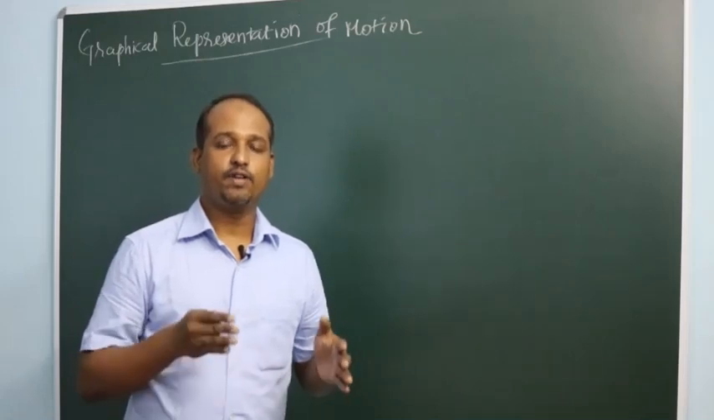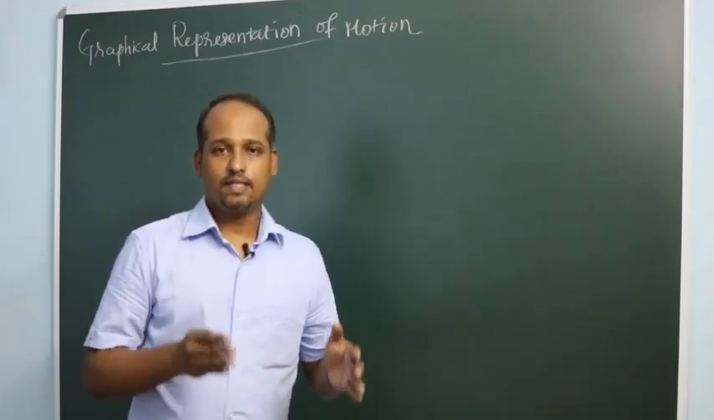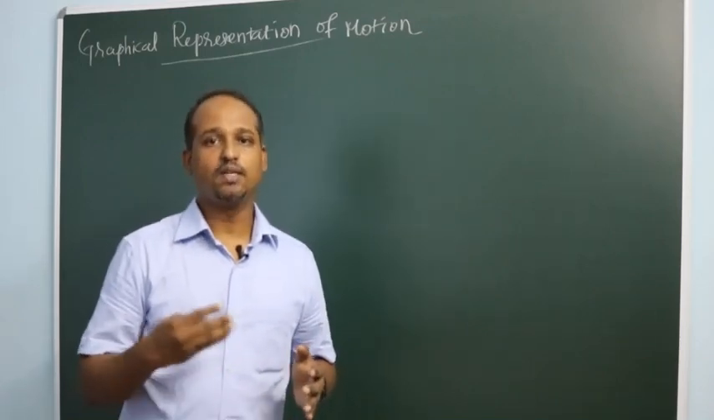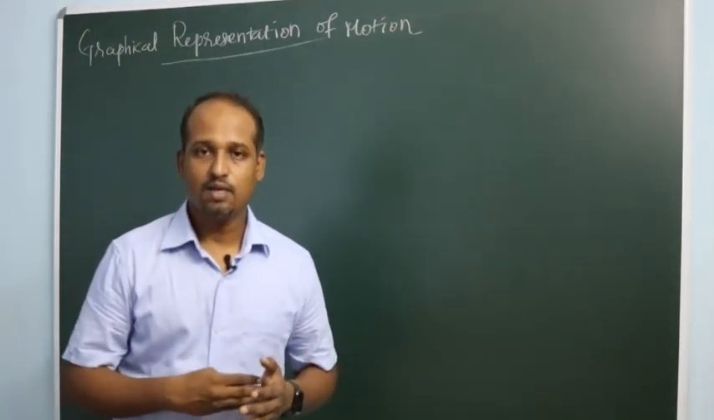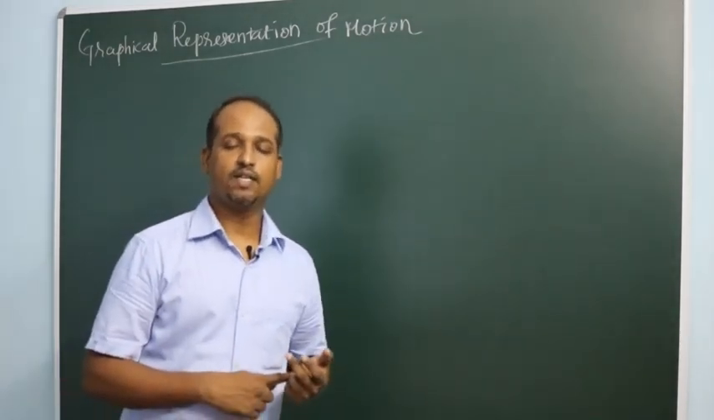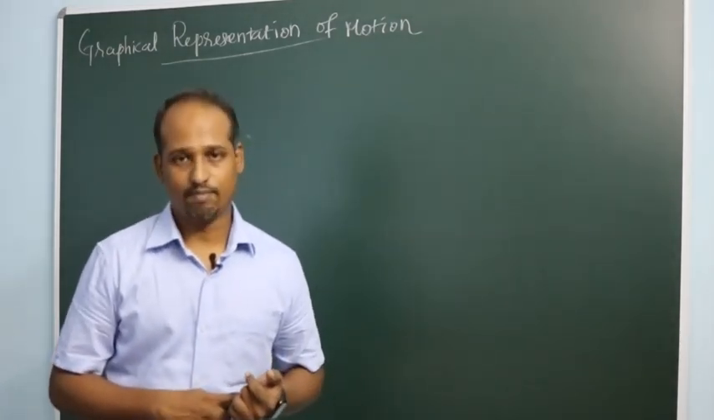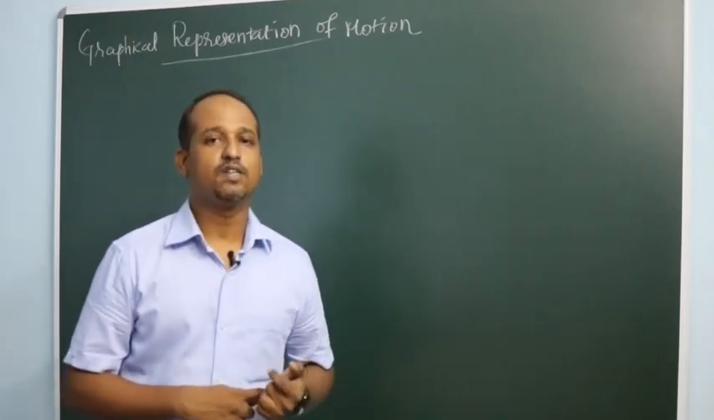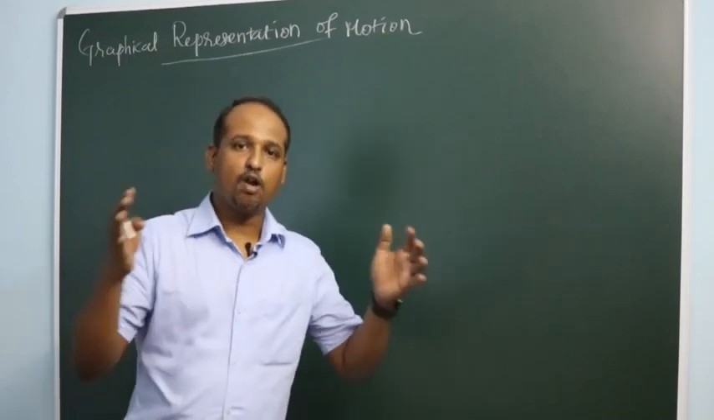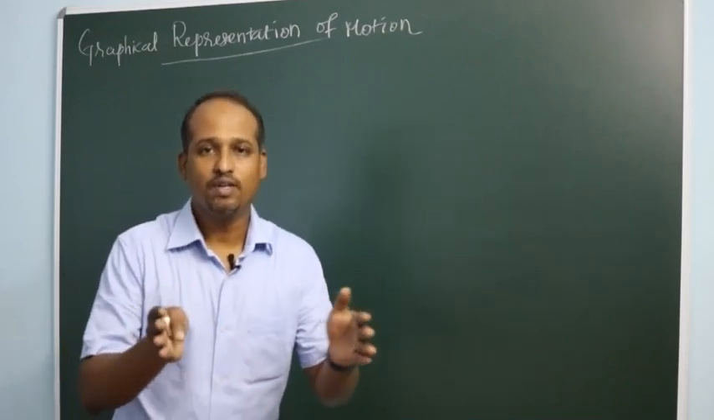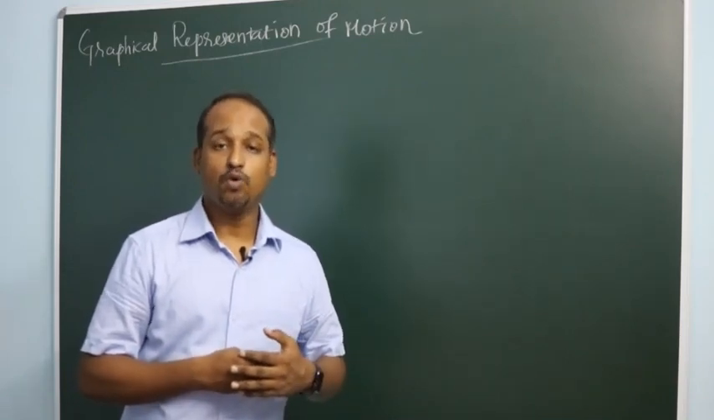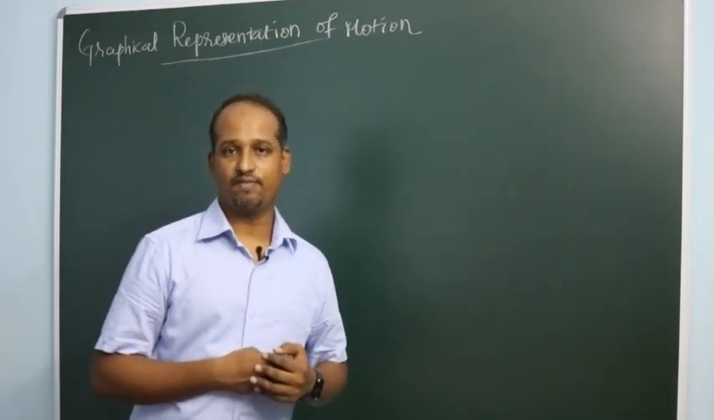In this session, we are going to discuss three important types of graphs which we use to represent motion. One is position time graph, the other one is velocity time graph, and the last one is acceleration time graph. We need to answer first why graphs. Graphs are especially useful in dumping a lot of information in one or two diagrams. Hence, it is very important for us to understand how to represent anything using a graph.